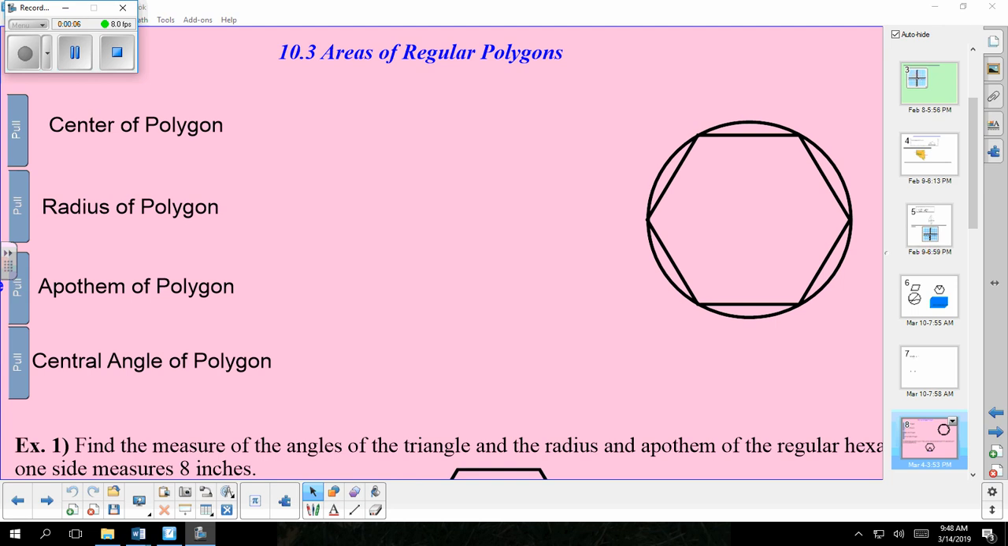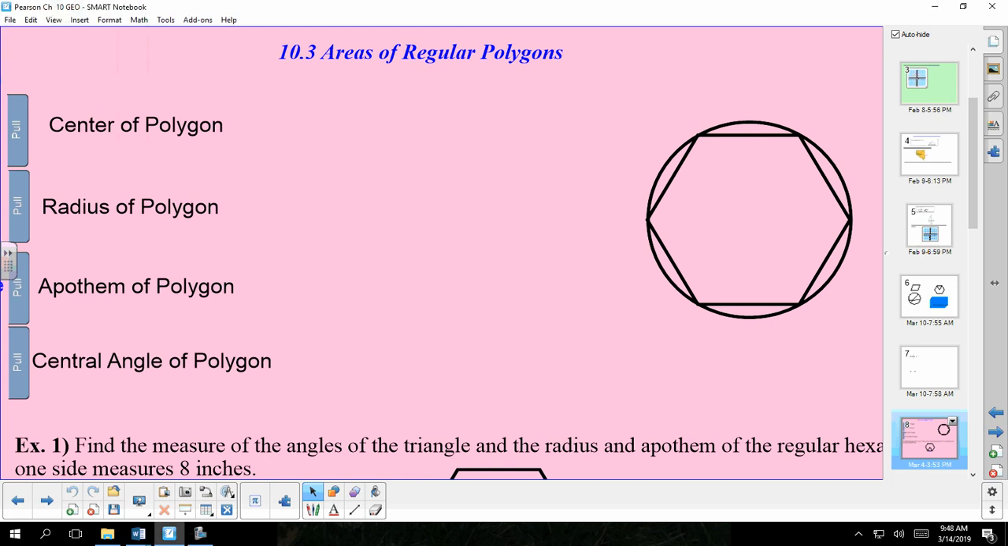Right. Today we're going to be going over 10.3, areas of regular polygons, continuing our ability to find the area of everything in geometry. So we're going to discuss this somewhat similar to discussing circles.